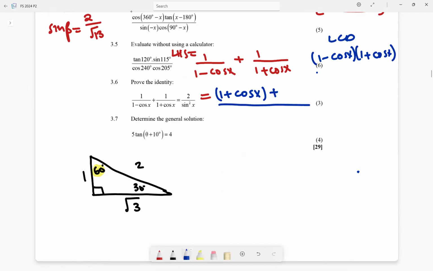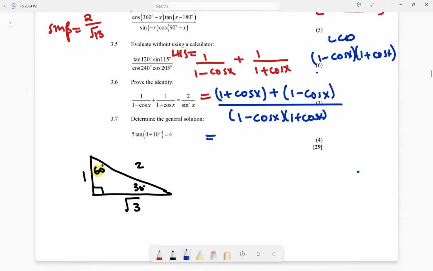Plus, remember there will be one denominator, which is now 1 minus cos x, 1 plus cos x. Then I multiply. This is the same as saying this multiplied by that, and this multiplied by that. After finding the LCD, you can do that. Can you see it still gives you the same thing? So multiply by 1 minus cos x.